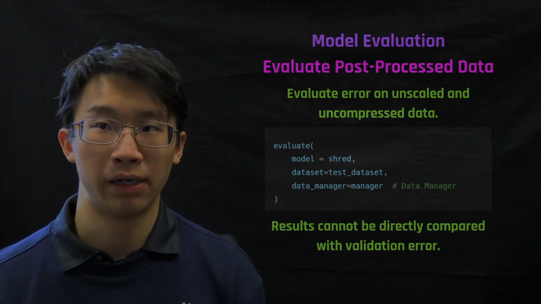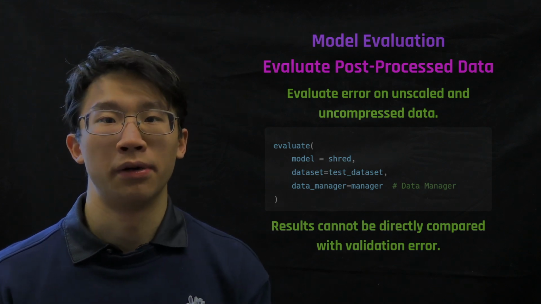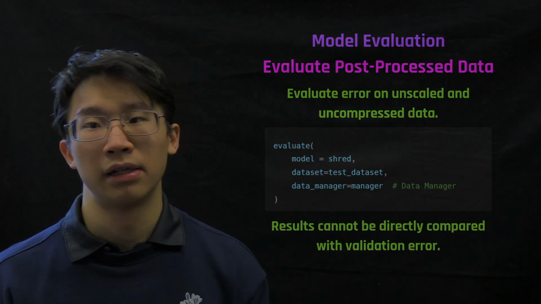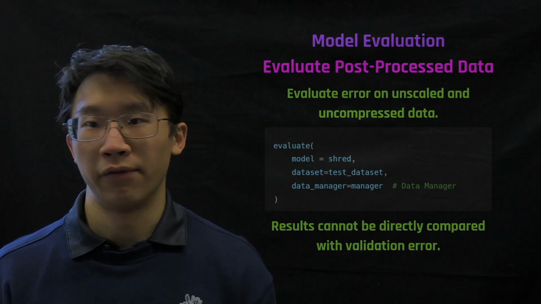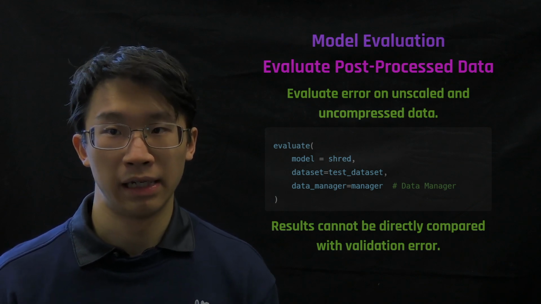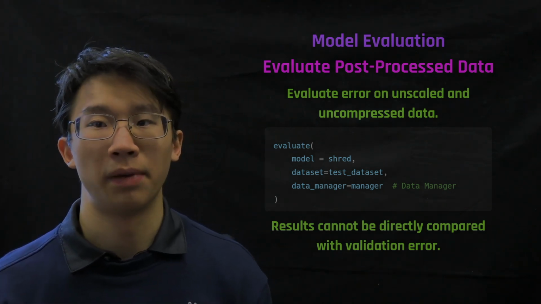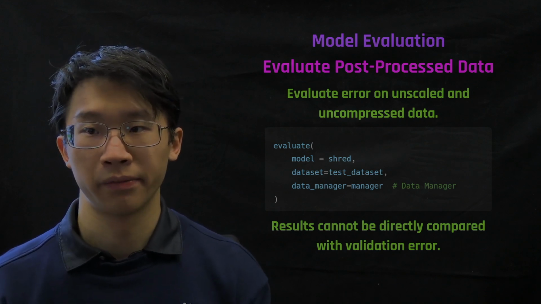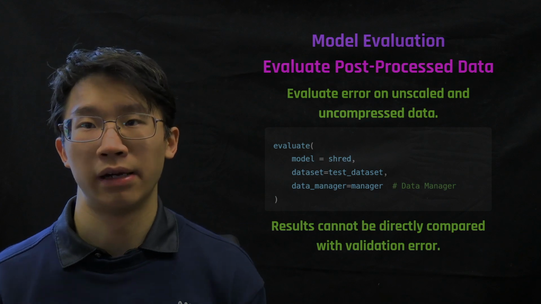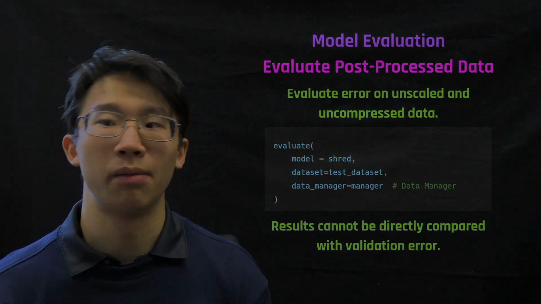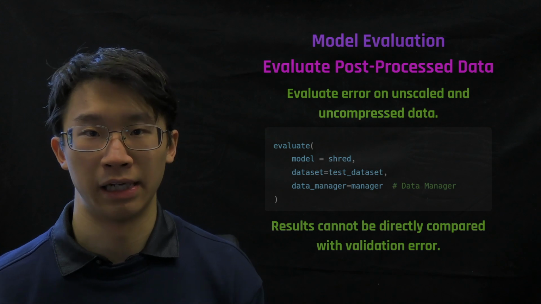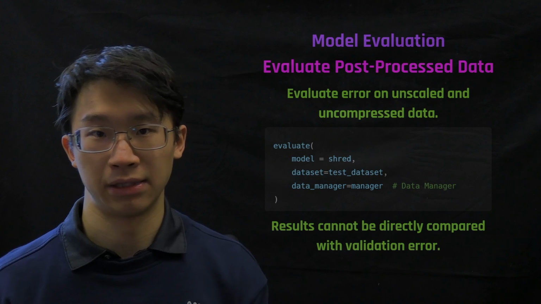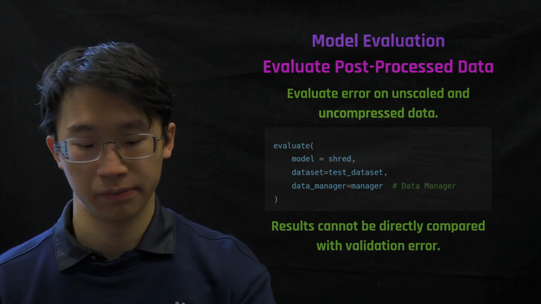You can also evaluate on the post-processed data. Here you're calculating the evaluation error on unscaled and uncompressed data. The only difference is that in the evaluate function, you're passing in the model and data set just like before, but this time you're also passing in your data manager, which is used to unscale and uncompress the data. A quick note is that the evaluation results here cannot be directly compared with the validation error shown during training, because the validation is not unscaled and uncompressed.